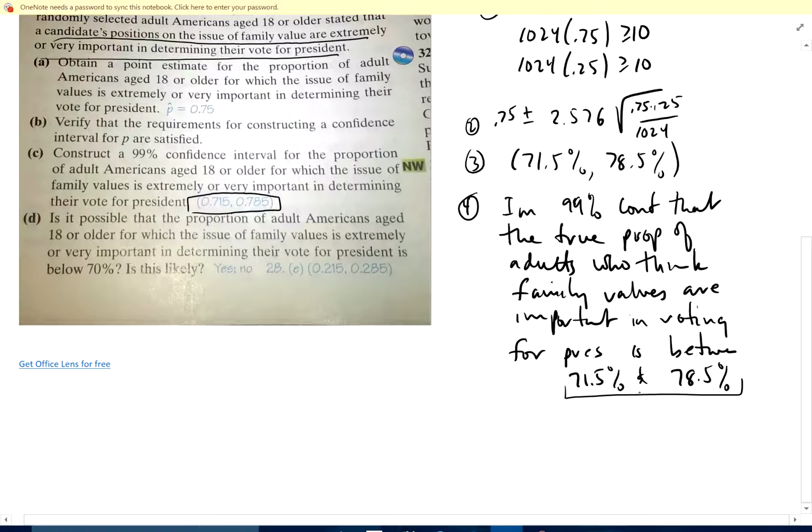Alright, and I didn't cut off or print E, I don't know what that is, but there's your answer for E for you to check it. My guess is it's what percent think that it's not important. Okay, and we did one just like that on number 27. Okay, there you go.